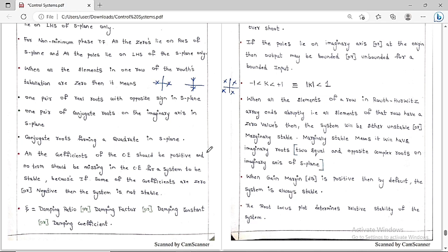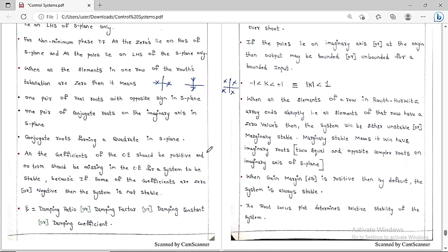This point I have already told you. By seeing the characteristic equation, you can say whether it is stable or not. Suppose there is no sign change and no term is missing, then we have to do further analysis to comment on the stability. But if any term is missing, or if there is any sign change in the characteristic equation, by default we can say it is unstable.